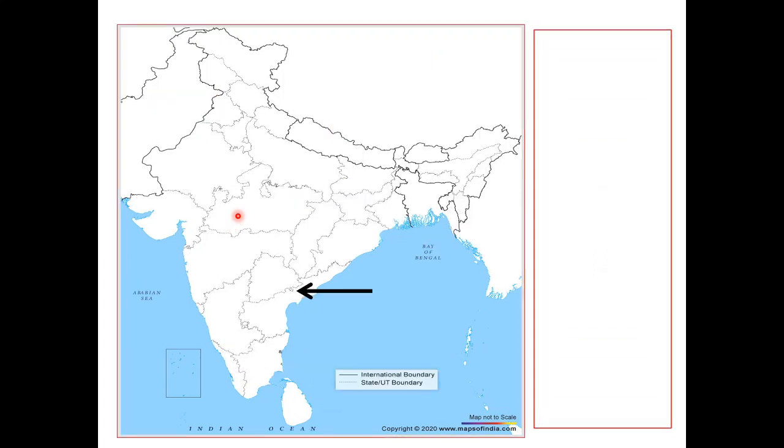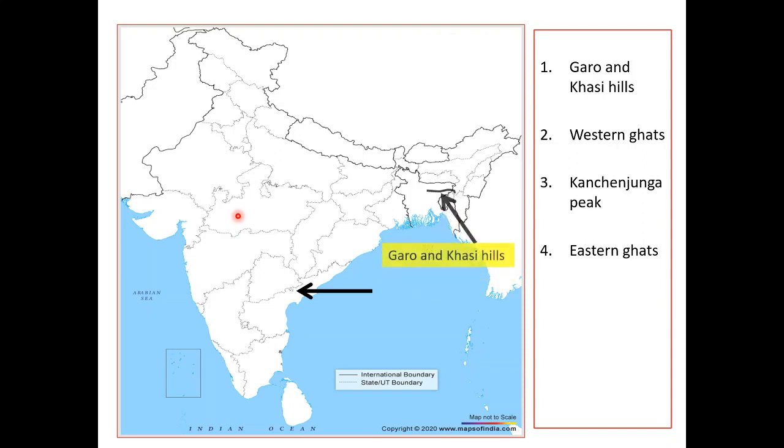In the next map we see Garo and Khasi Hills, Western Ghats, Kanchenjunga Peak, Eastern Ghats. These are the Garo and Khasi Hills. These are in Meghalaya. Mawsynram is the place in Meghalaya which is called the wettest place in the world, and the heaviest rain here occurs due to the Garo Khasi Hills. So these are very important. Remember, Garo Khasi Hill is in Meghalaya.